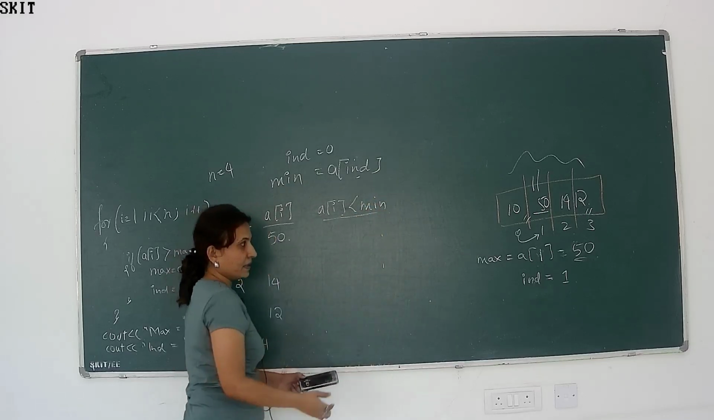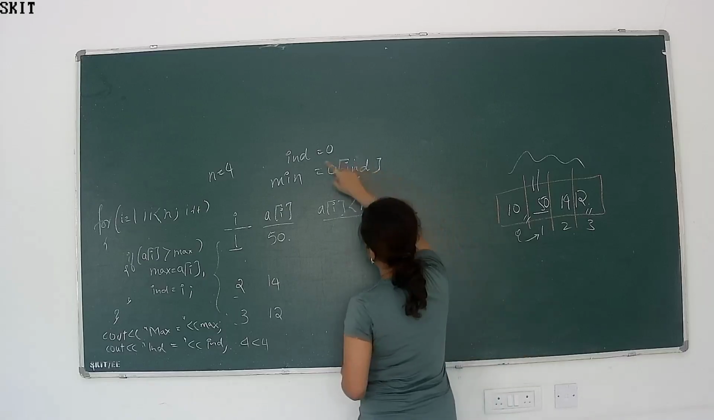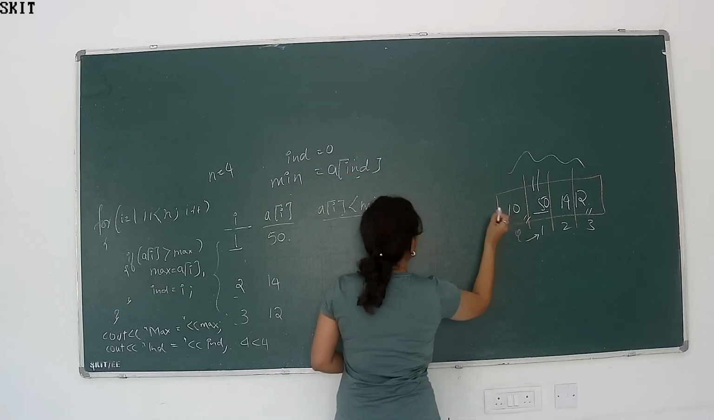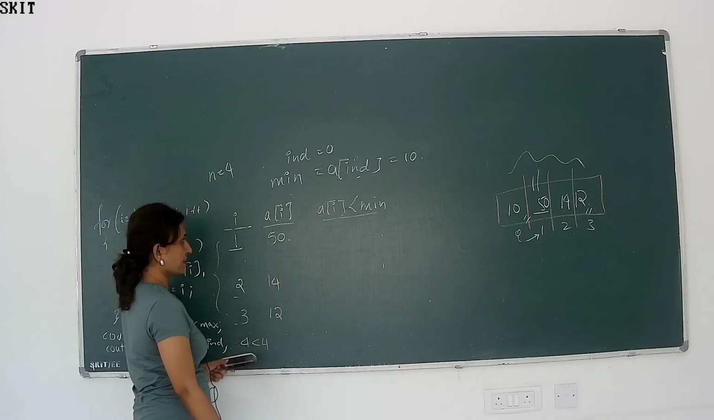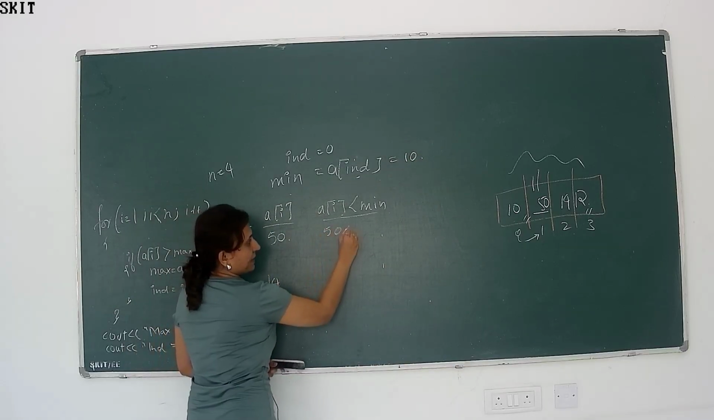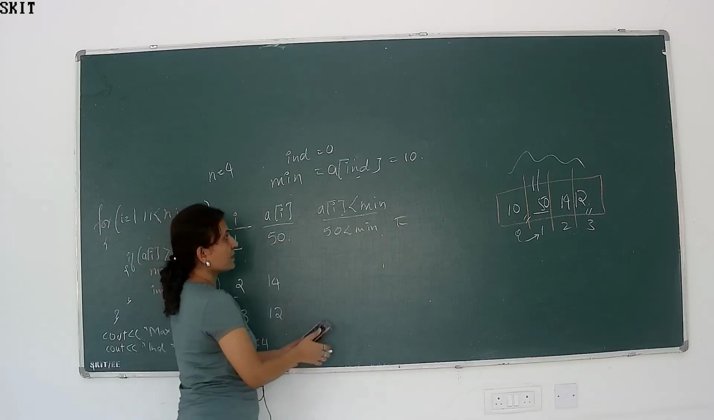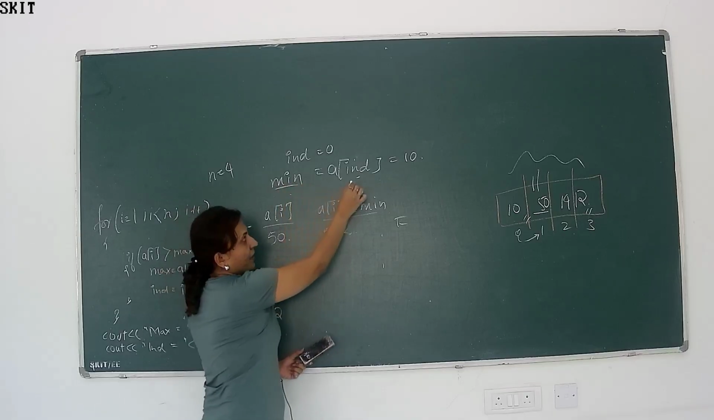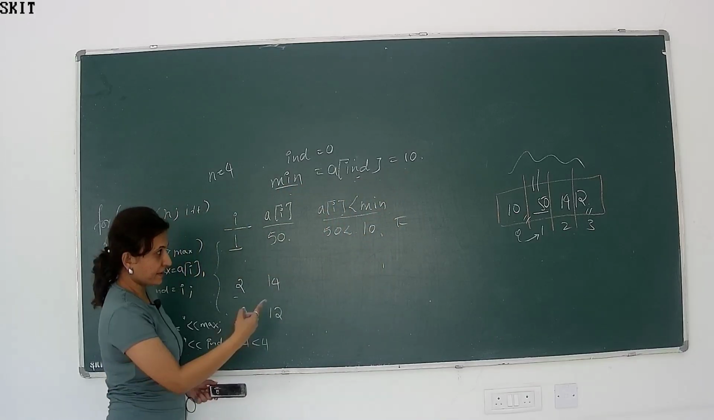We'll check this. Currently index is equal to 0, minimum is equal to a of index. So, a of index is how much? 10. Okay, currently this is the case. Is 50 less than minimum? False, no? Because minimum is how much right now? Initially, before going to the loop, minimum I had assigned to a of index was 10. That is false. Next iteration.